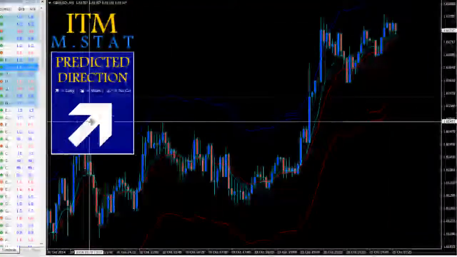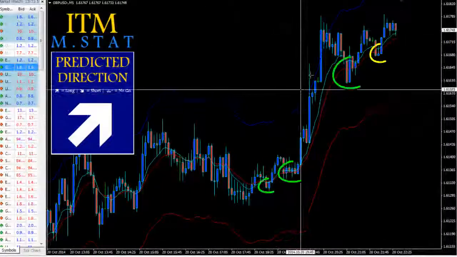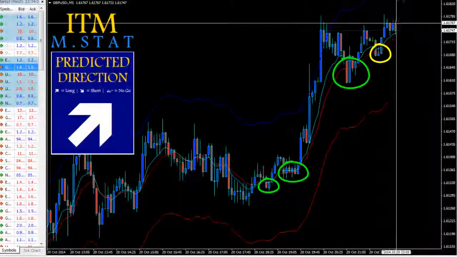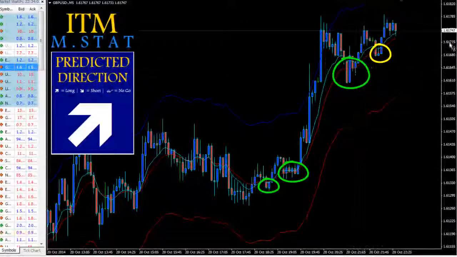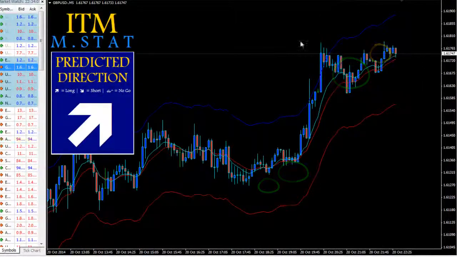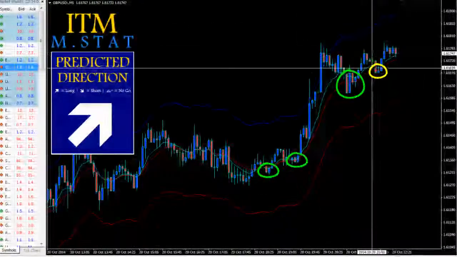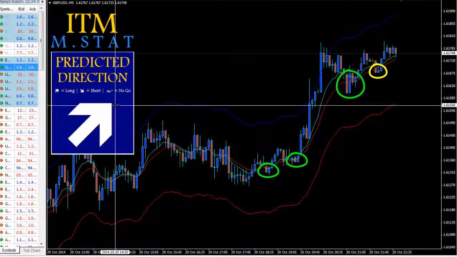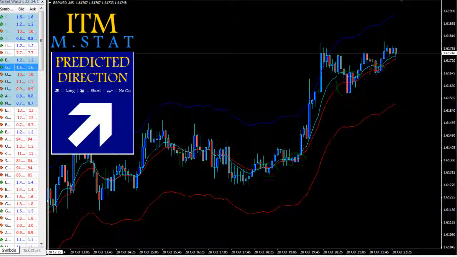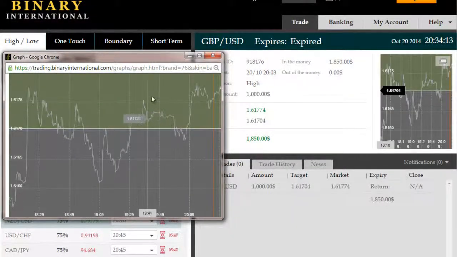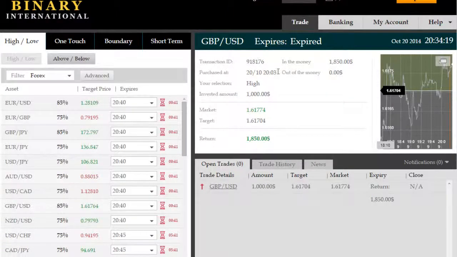Now, when the trade was taken, ITM MStat was predicting a long movement with the upwards facing arrow. We waited patiently for the bounce to happen again. We'd missed the previous two bounces. The first one there at the bottoms, followed by the second and the third bounce where we eventually took our trade that resulted in this move going into the money yet again, following on with the trend and expiring in the money. The investment made was $1,000.